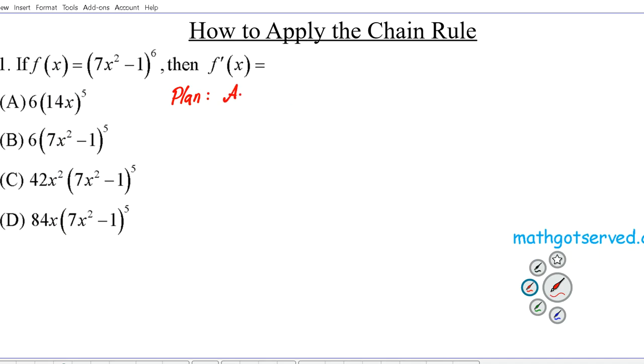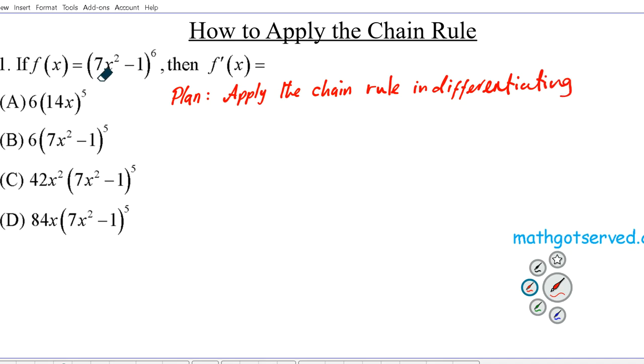Our plan is as follows. We're going to apply the chain rule in differentiating the function. Now how do we know that we're applying the chain rule here? Well, if you're asked to find the derivative of a composite function, basically a function inside a function, you know that you have to apply the chain rule.